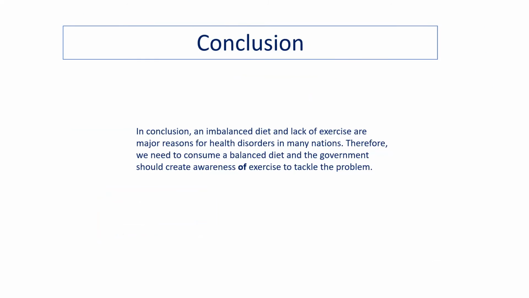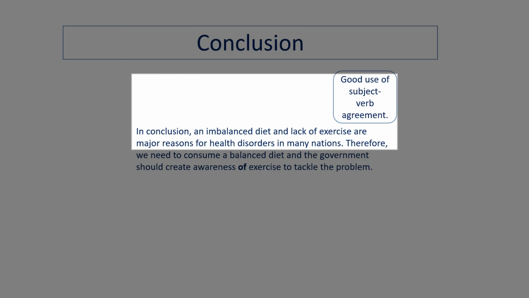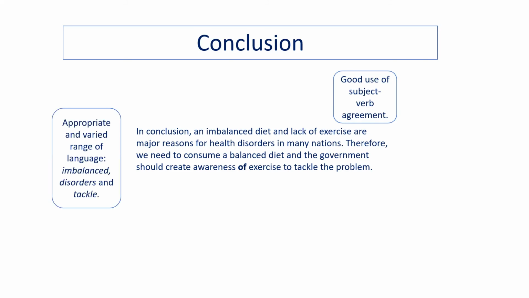The higher student wrote, "In conclusion, an imbalanced diet and lack of exercise are major reasons for health disorders in many nations. Therefore, we need to consume a balanced diet, and the government should create awareness of exercise to tackle the problem." Nice use of subject-verb agreement here. He remembered to use are for imbalanced diet and lack of exercise. It's a plural form. And also nice varied language.